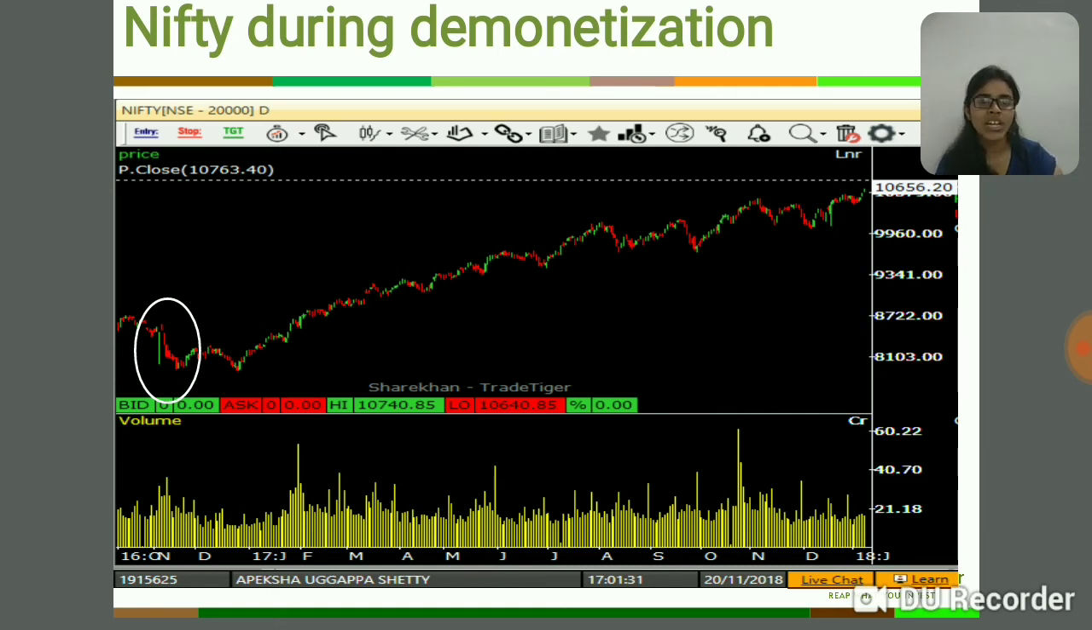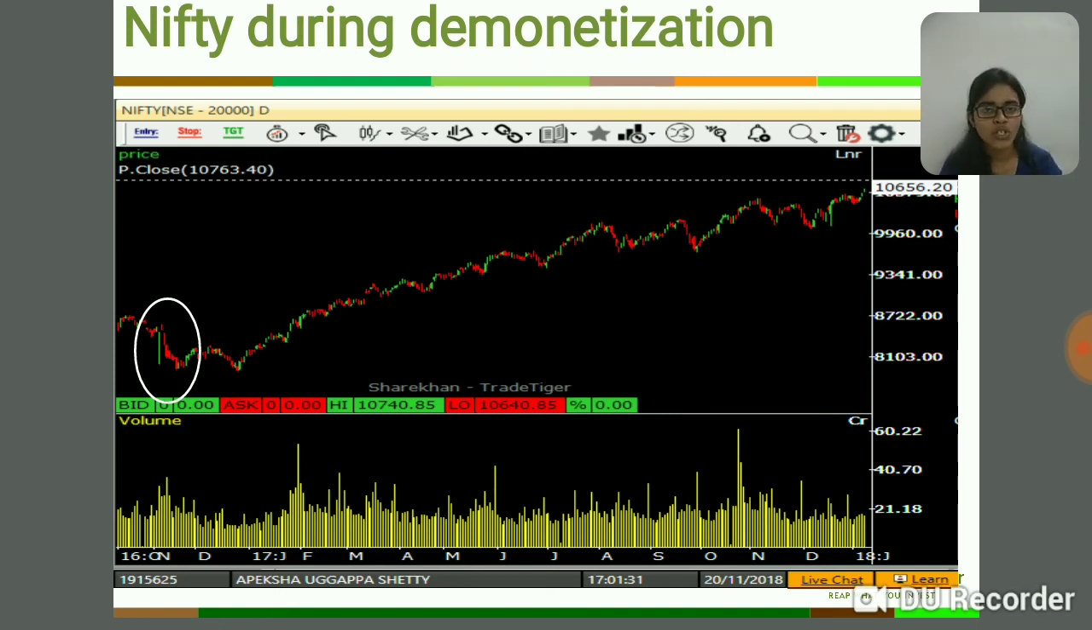And after that, if you see, it has just kept moving up, and it made a high of around 11,800. In this time span of around 1.5 to 2 years, we got a lot of negative news related to demonetization. It was said that demonetization was a failed attempt of the government. Around 99% of the money was back in the system. It did not help corruption, nor did it help terrorism, which was the aim of the government behind demonetization. So we got a lot of negative news and negative analysis from everybody in the market.